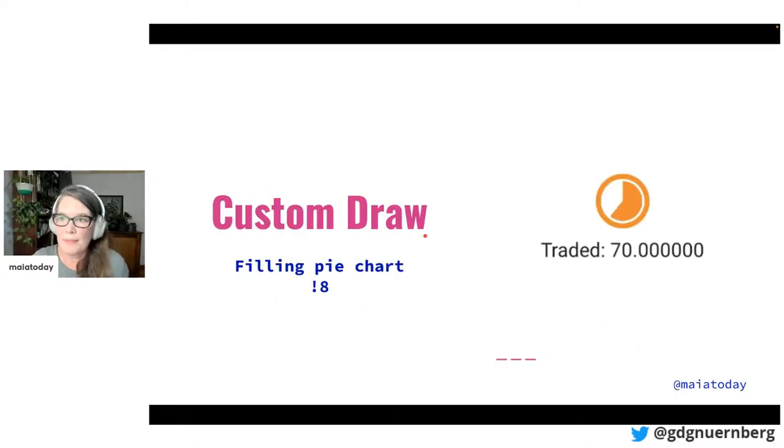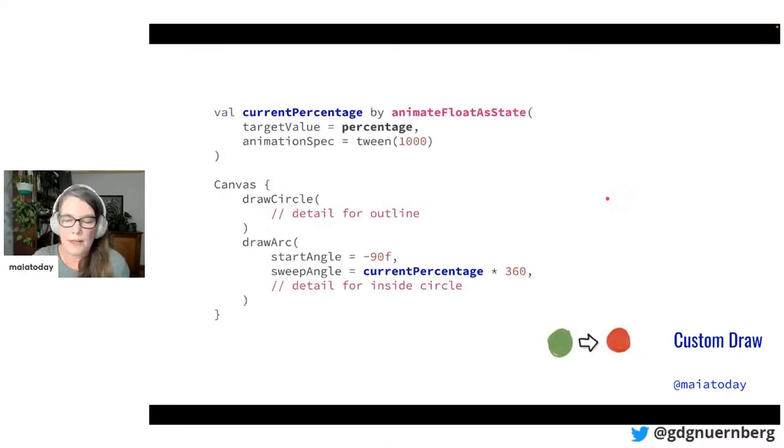Okay, let's look at something slightly more complicated. So here I've got a little pie. I'm drawing a circle outline and an inside circle, and I want to animate how it fills up as the coins are being bought or sold. Let's look at what this would look like.